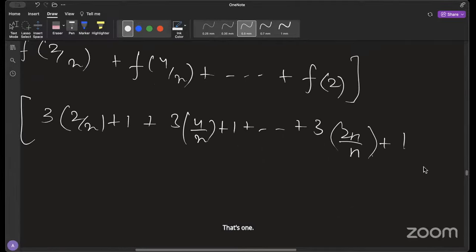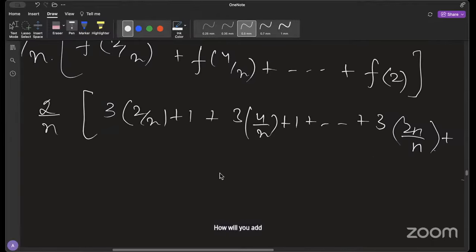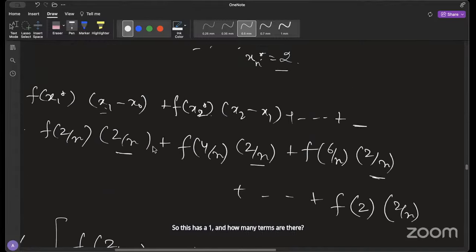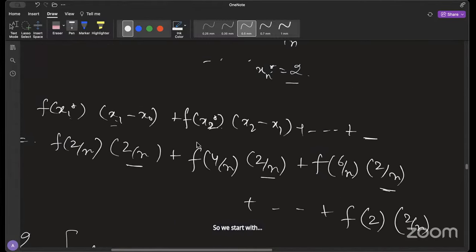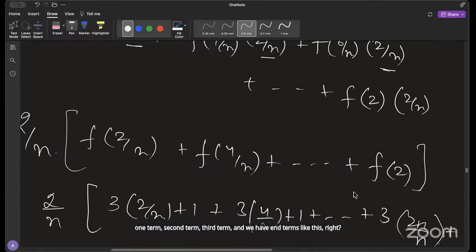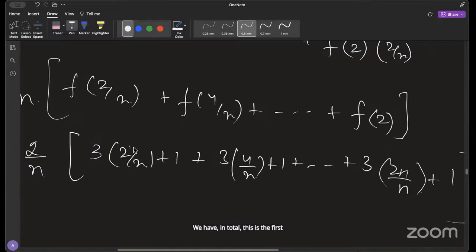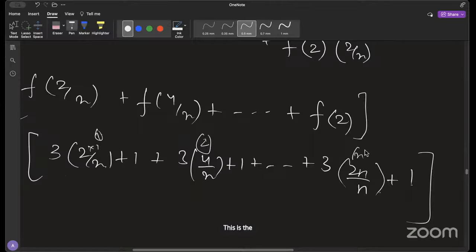Plus 1. How do you add these? So this has a 1, and how many terms are there? We start with the 1st term, 2nd term, 3rd term, and we have n terms like this, right? In total, this is the first one, 2 into 1. This is 2 into 2, 4 is just 2 into 2. So this is the second term. This is the nth term, right?